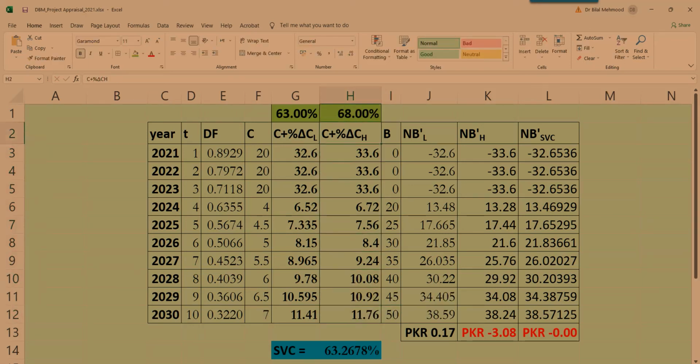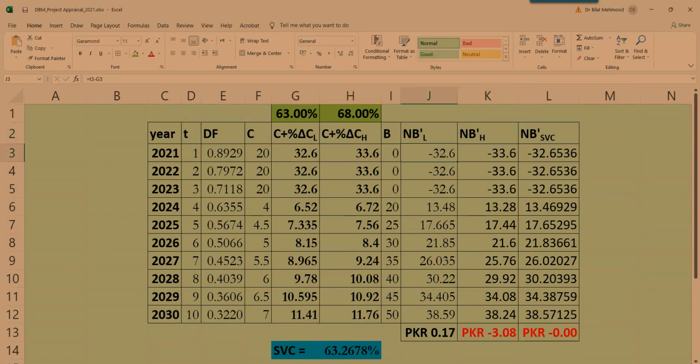So we have experimented with these two values, and this is the benefit column. Now we can calculate the net benefits. There are two net benefits that we are calculating here. One is the net benefit with lower increase in cost, which is this, and this is the net benefit with higher increase in the cost.